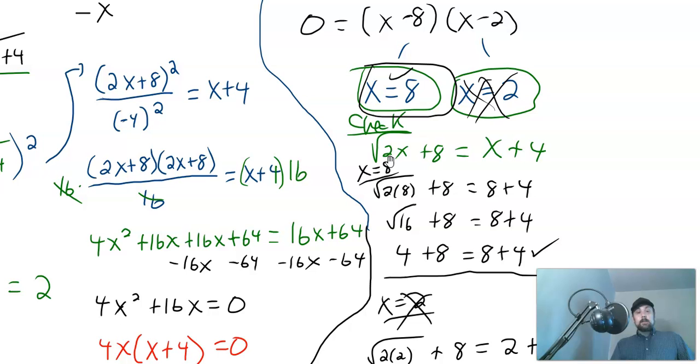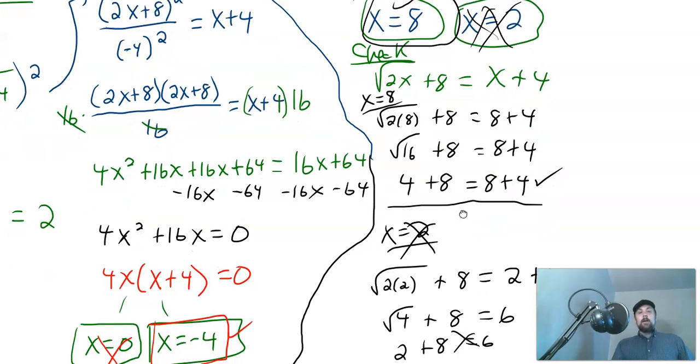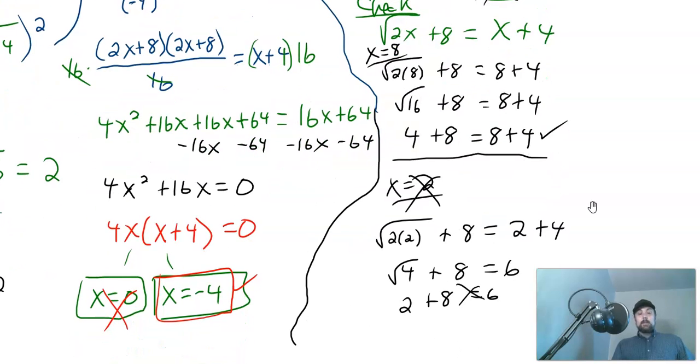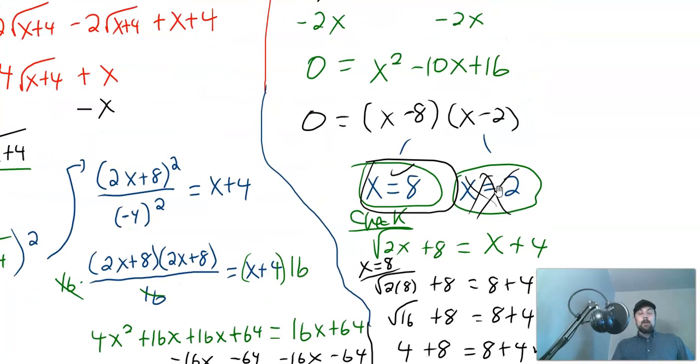8 works, so I go back to the original equation, plug in 8 for x. It works out, you get 12 equals 12. 2 does not work. You plug in 2, you end up getting 10 equals 6, so it doesn't make the left-hand side match the right-hand side, so the equation is false when you plug in 2 for x. So you throw that one out, and 8 is the only solution in this case.